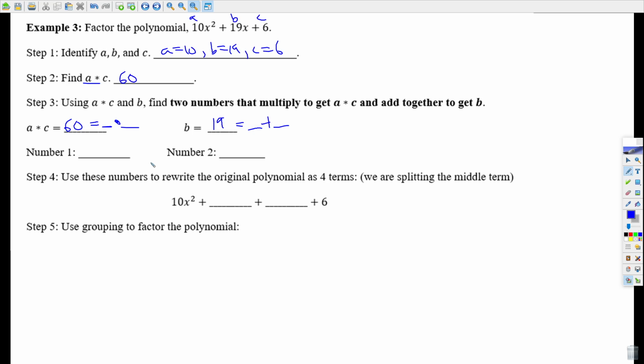So what kind of combinations do we have for 60? You can divide it by 2 and get 30. You can divide it by 20 and get 3. What else do we have? 6 and 10. That won't work. How are we going to get 19?